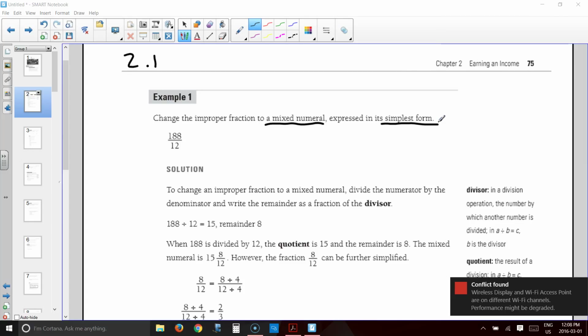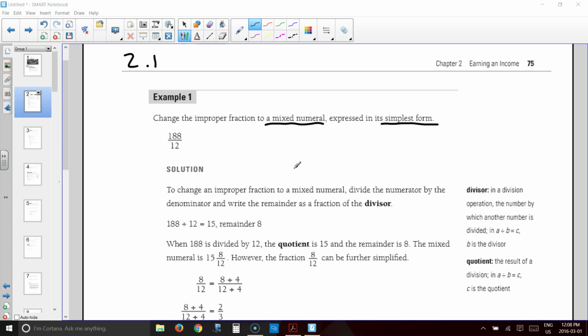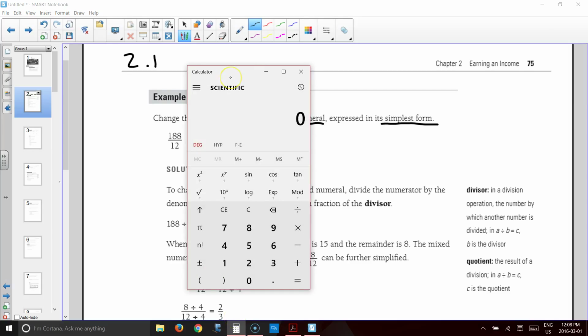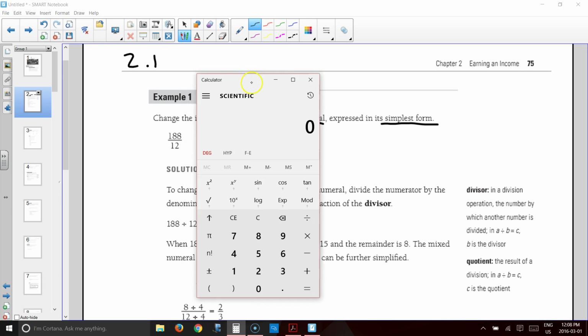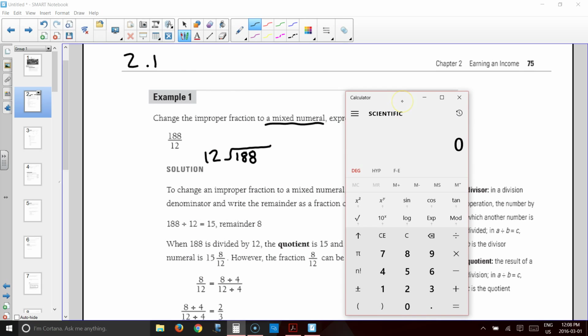All right. So I think the easiest way to do this is to use long division. This right here says 188 divided by 12. So if we set up with our long division bracket, and I'll do it on the calculator as well to show you, 12 into 188. So I'll just pop up my calculator. The reason I'm doing long division is because it helps me to see things like remainders, and it organizes everything really nicely so that I'm not juggling it in my mind.